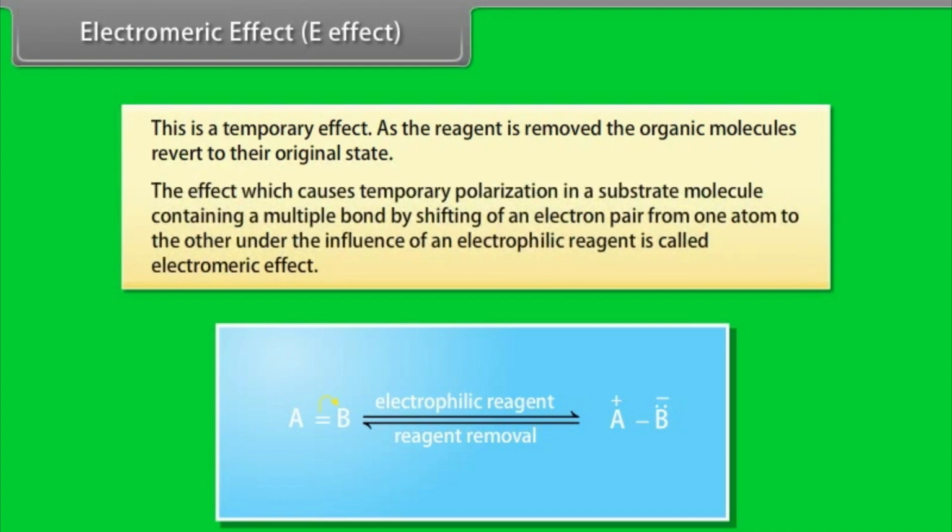The effect which causes temporary polarization in a substrate molecule containing a multiple bond by shifting of an electron pair from one atom to the other under the influence of an electrophilic reagent is called electromeric effect.